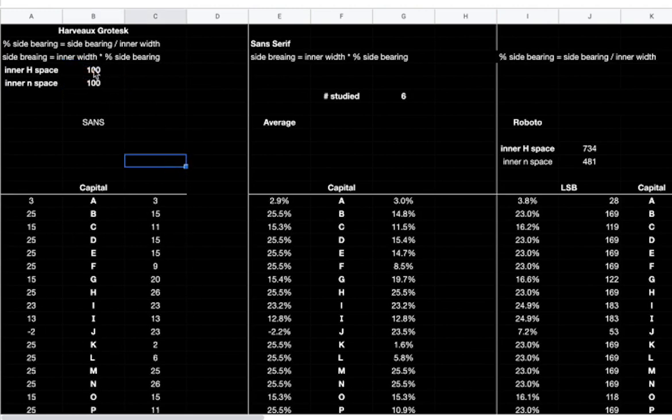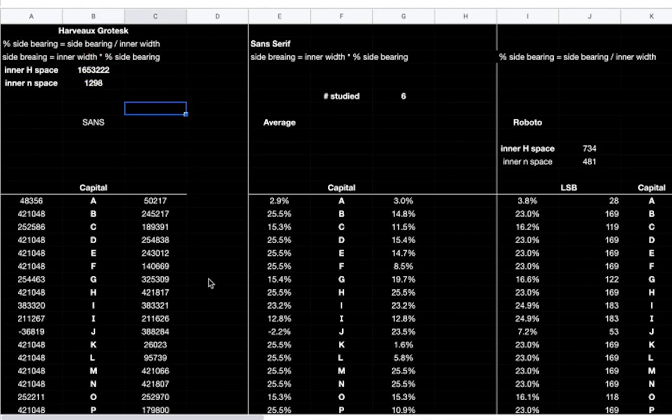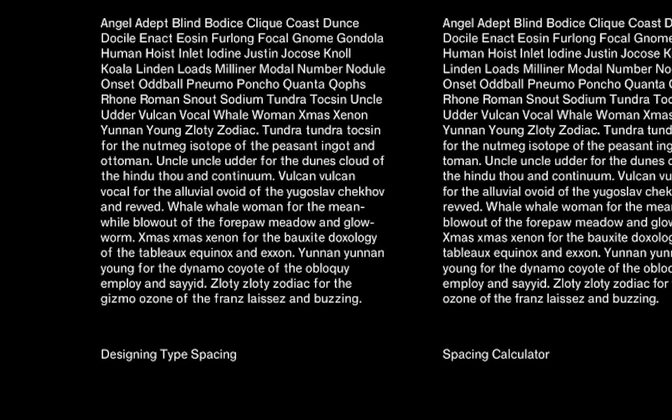And I can change it to anything. 647 inner space, side bearings. 1,298, boom, side bearings. 1,652,009, okay, you get it. And once I entered the data into the spacing calculator, it gave me this. On the left here, you can see the design type formula, and on the right, you can see the spacing calculator 1.0. And it's pretty good, right?